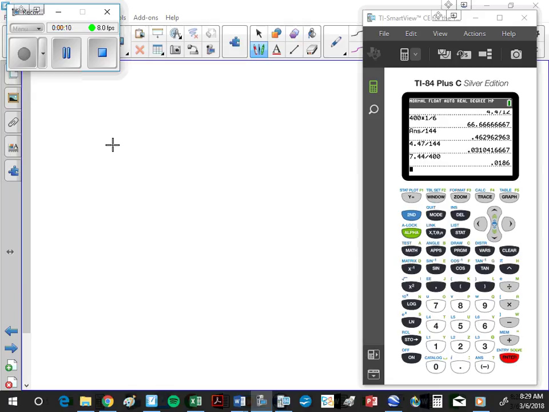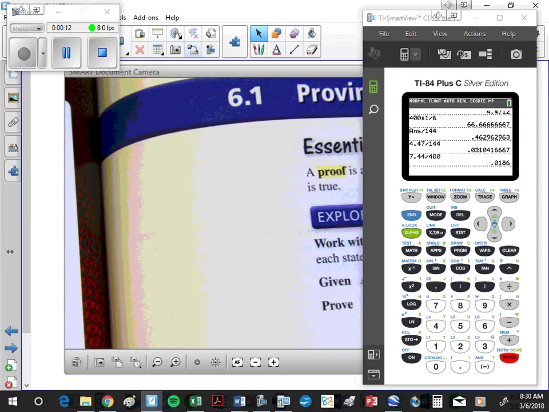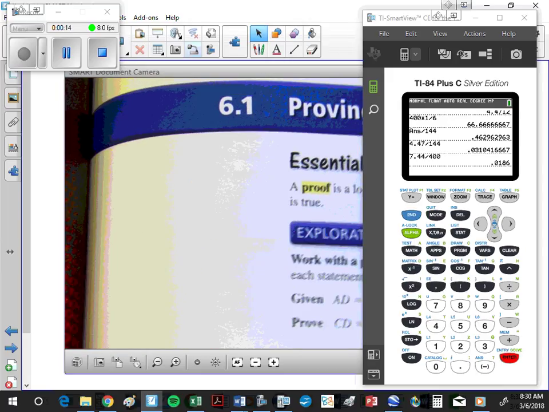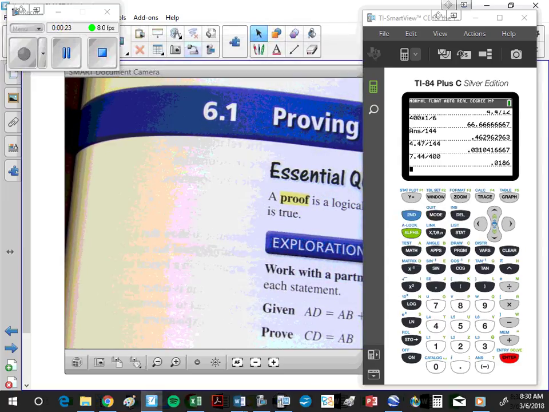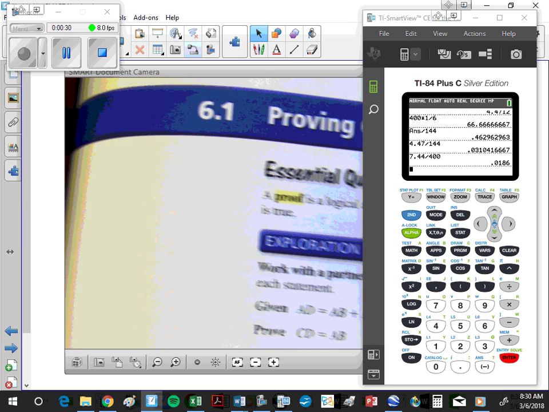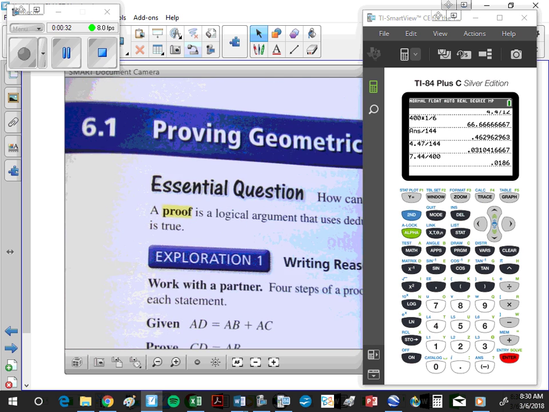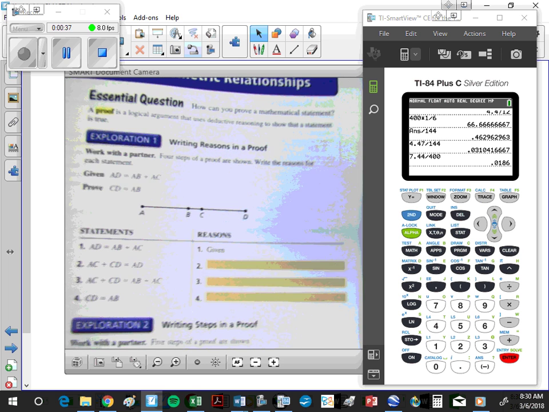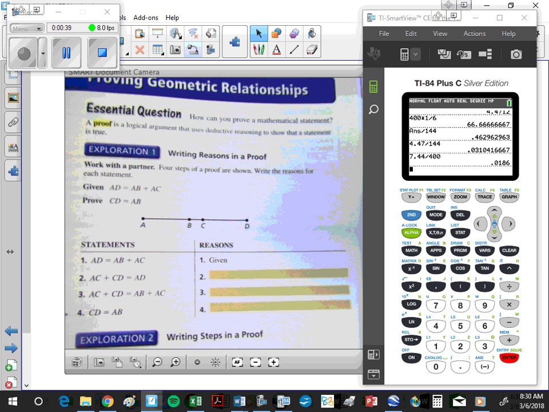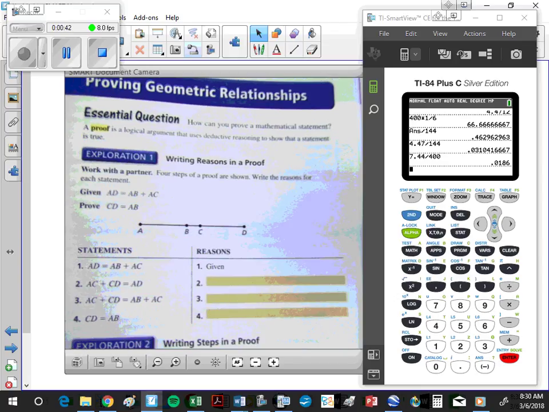So if you look on page 335 of your handbook, is that right? No. In your student journal, it's just 6.1. Sorry, I'm in the wrong book. What's the page number? 187? Okay. So on page 187, you see this. Come on.